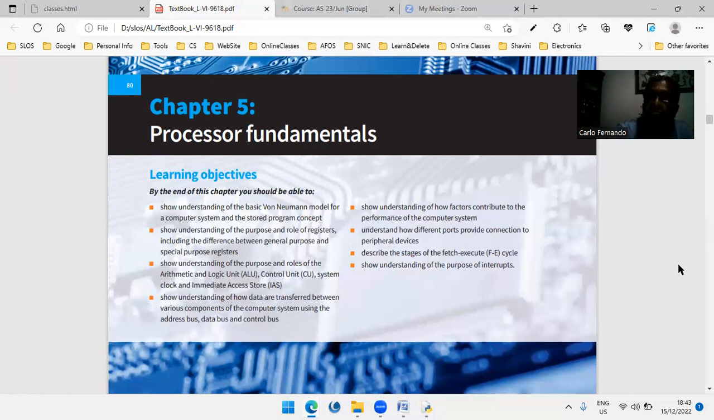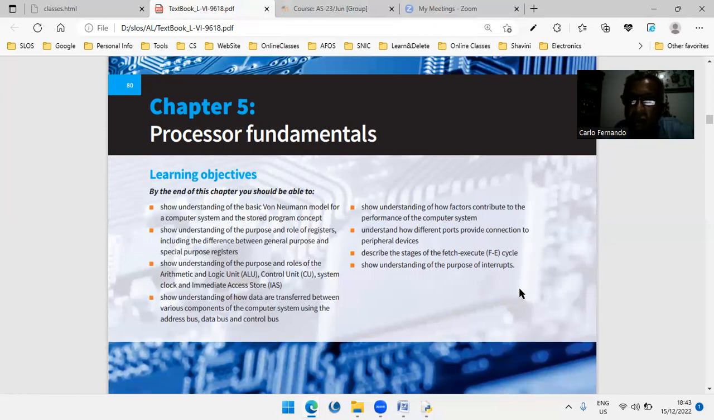In the same way, the computer also has a base or socket where you can connect these peripherals. Those are called ports. Understand how different ports provide connection to peripheral devices. So USB is one port. Describe the stages of the fetch execute cycle. FE, fetch execute cycle.